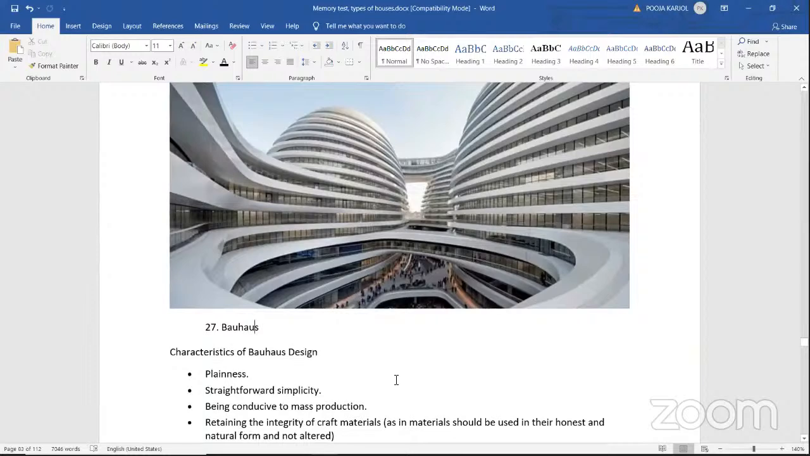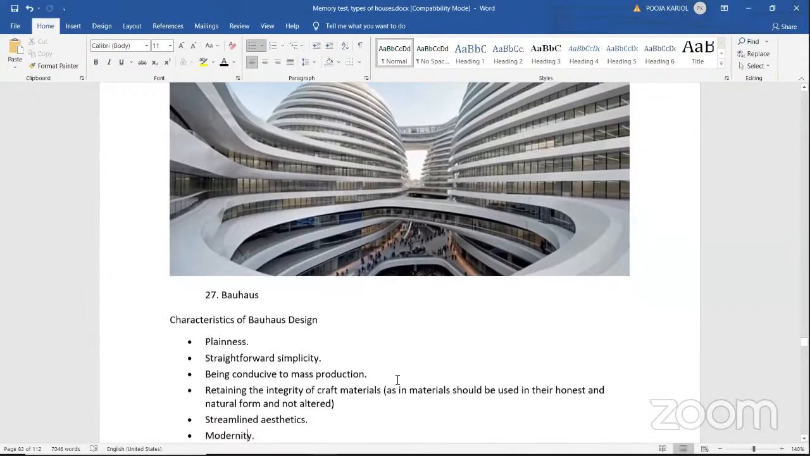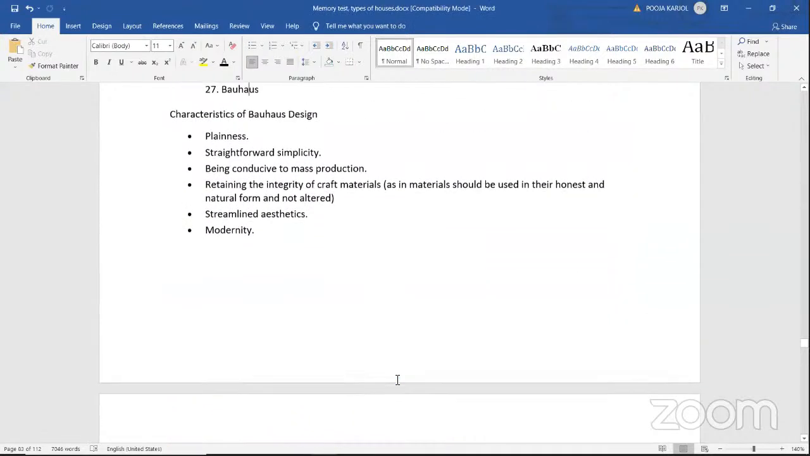Bauhaus architecture. What does it mean? The characteristics of these are plainness, straightforward simplicity, being conducive to mass production. Now, this is the one which is built where there is a high demand. It's one of the most basic forms of building. Not basic, but again, function over form is used, with simplicity. Retaining the integrity of craft materials, as in materials should be used in their honest and natural form and not altered. Streamlined aesthetics, modernity.